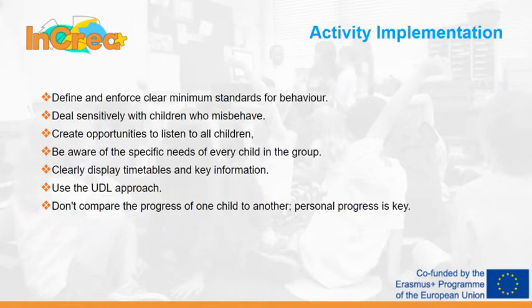Here are some guidelines for implementing inclusive activities in your classroom. Define clear minimum standards of behavior and then enforce them consistently. This ensures that students know what is expected of them and creates a calm, purposeful learning environment. Deal sensitively with children who misbehave. Don't publicly deal with the situation but open communication channels and privately discuss the situation. Be understanding and give students the opportunity to stop and amend their behavior without consequences.